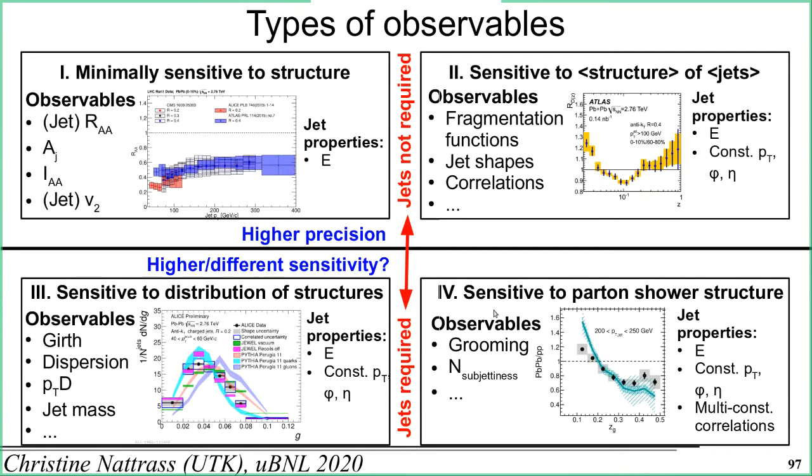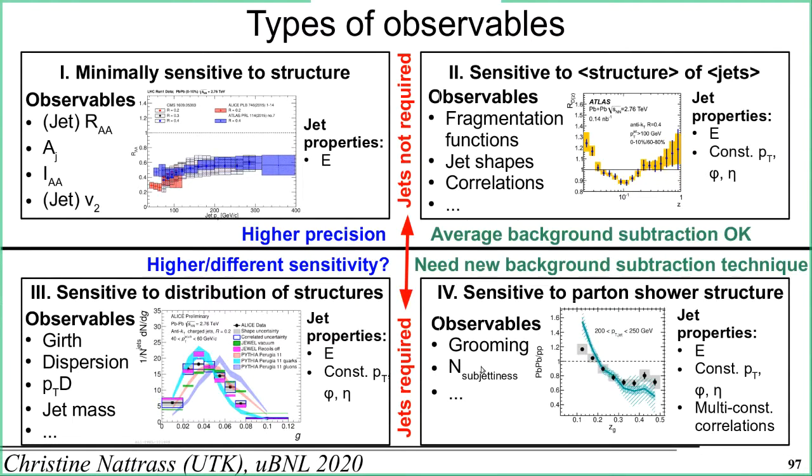I think this fourth category is the one that is entirely new. And for the top category, if you're doing jet measurements, average background subtraction is okay, which I think also means that we can measure them better because it's easier to get the average of something. The bottom two groups need some different background subtraction technique because you need to be able to say something about the constituents of jets in a high background environment.